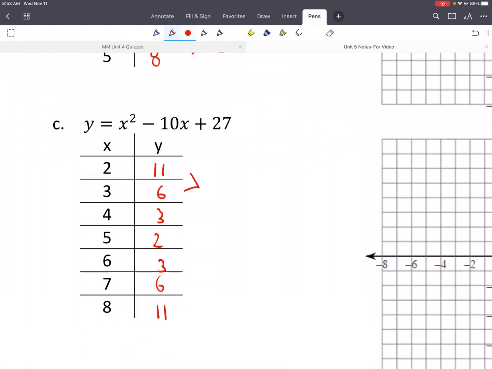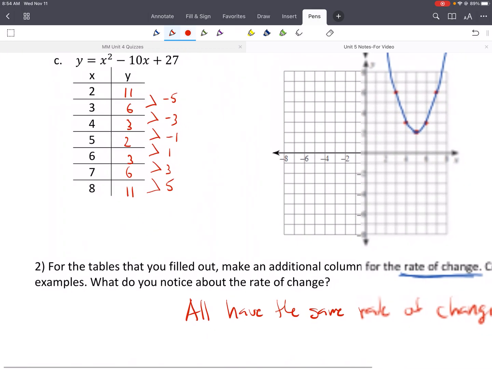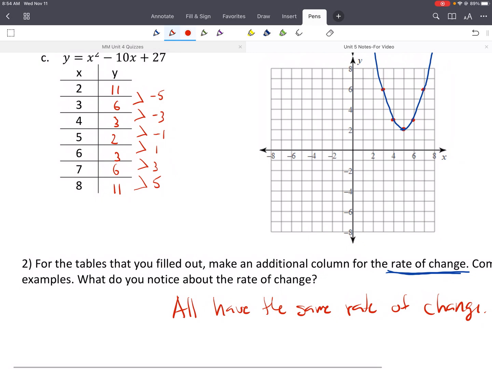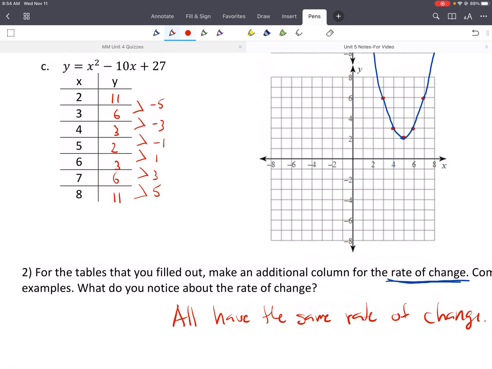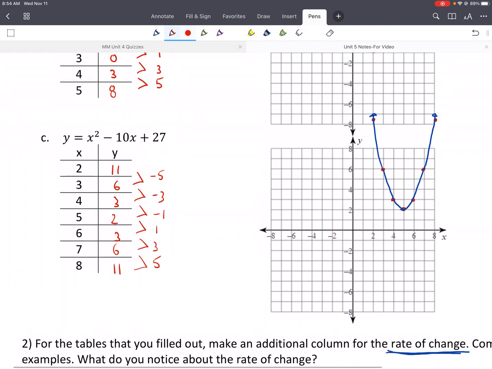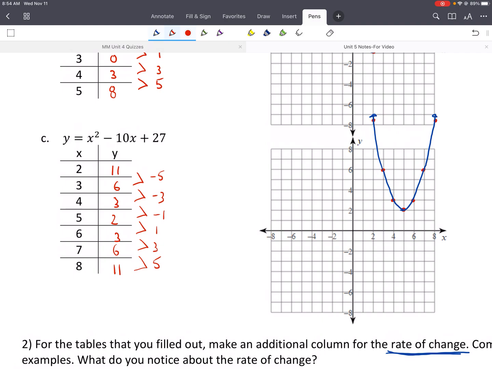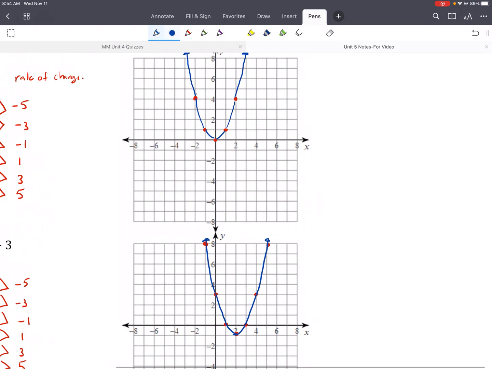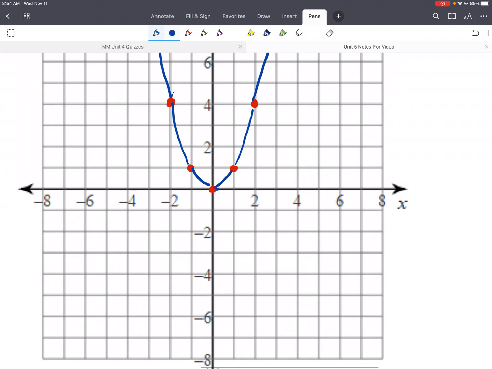Let's see. 6 minus 1 is negative 5. And this would give us a negative 3. This would give us a negative 1. 1, 3, and 5. Okay? So it looks like they all have the same rate of change. They have the same slope between each point. So if we were to look at this, the rate of change, it's always going to go over 1.